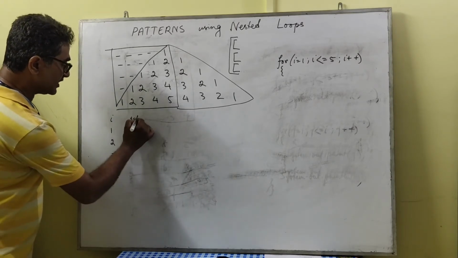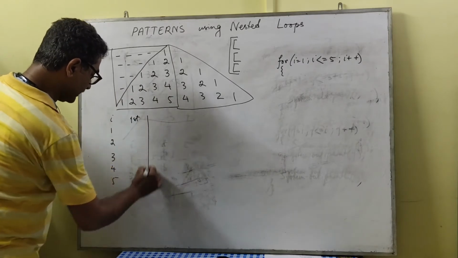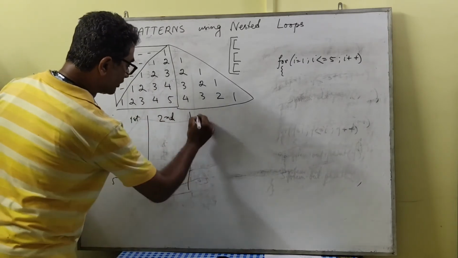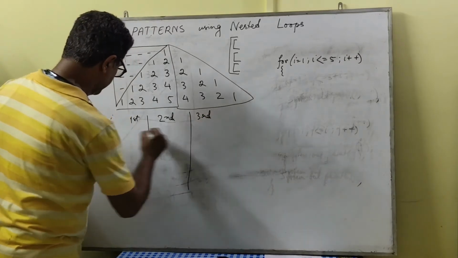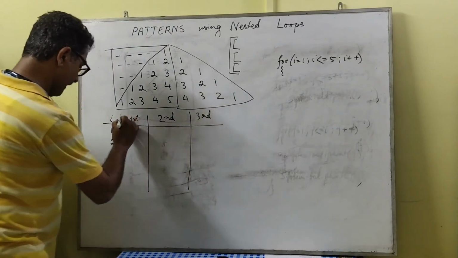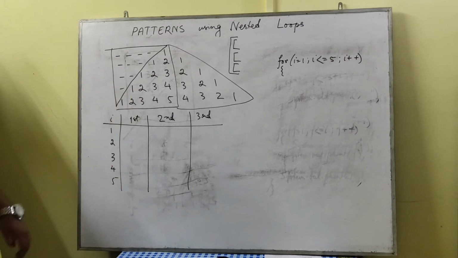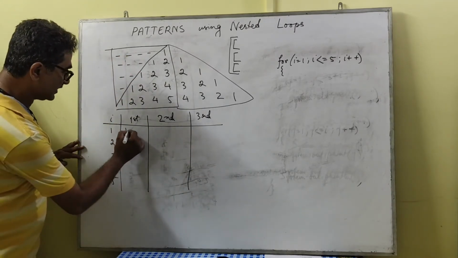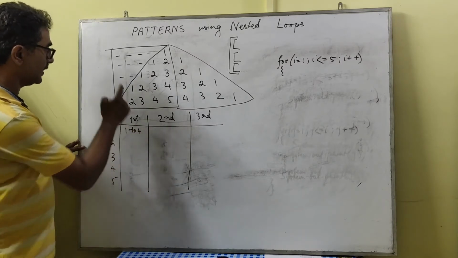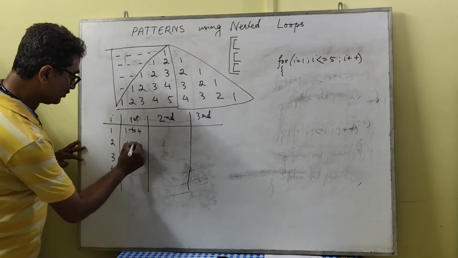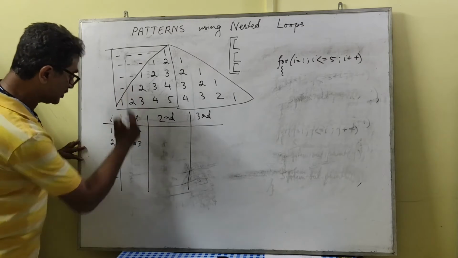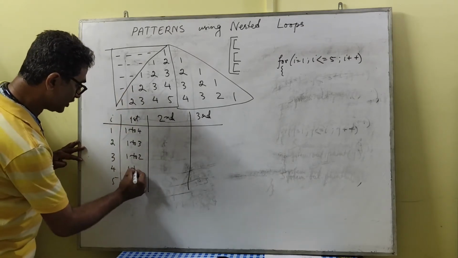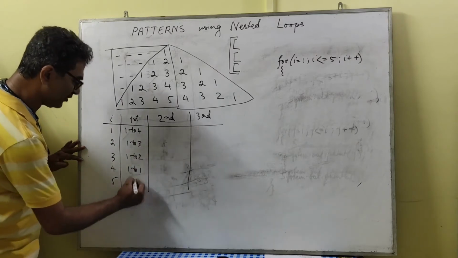And this will be the first inner loop. And here I am going to write the second inner loop. And here I am going to write the third inner loop. Okay. Now when the value of I is 1, how many spaces? 4 spaces. So we'll make the inner loop iterate from 1 to 4. When I is 2, 3, so 1 to 3. When I is 3, 2 spaces, so 1 to 2. When I is 4, 1 space, 1 to 1. When I is 5, nothing, so we put a cross.